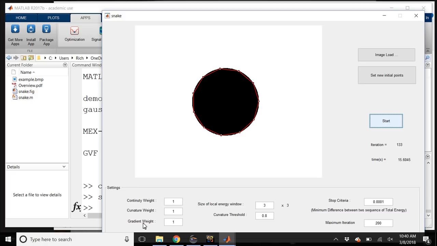This, of course, is a super simple example, right? But let's also try what would happen if I started from inside the circle. Oh, not so good.